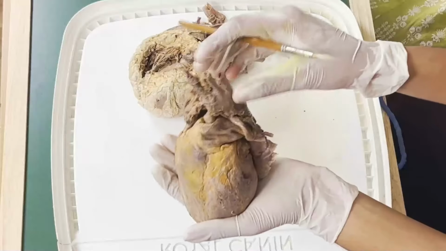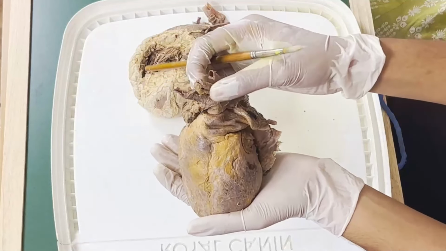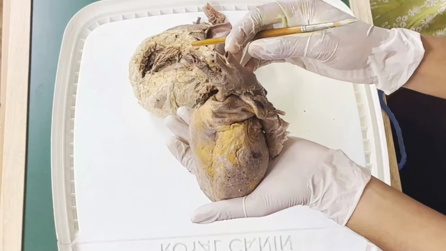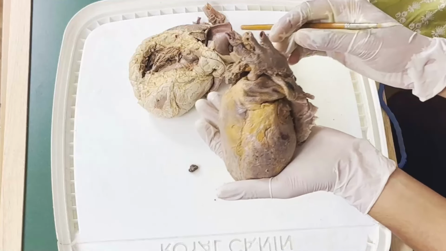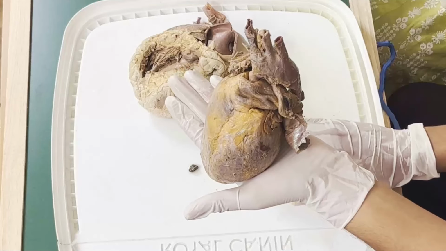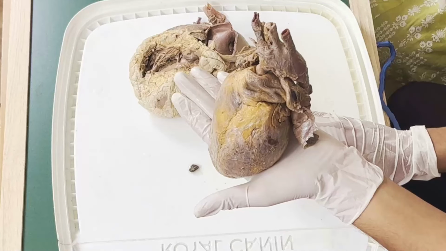Show me the arch of the aorta. It is the arch of the aorta. What are the three branches you can see here? So we can see the right brachiocephalic trunk, left common carotid artery, and the left subclavian artery. Okay. Tell me what is the position of the heart within the thorax? So the heart is located in the middle mediastinum, and 2/3 of the heart is on the left side and 1/3 is on the right side. Good.